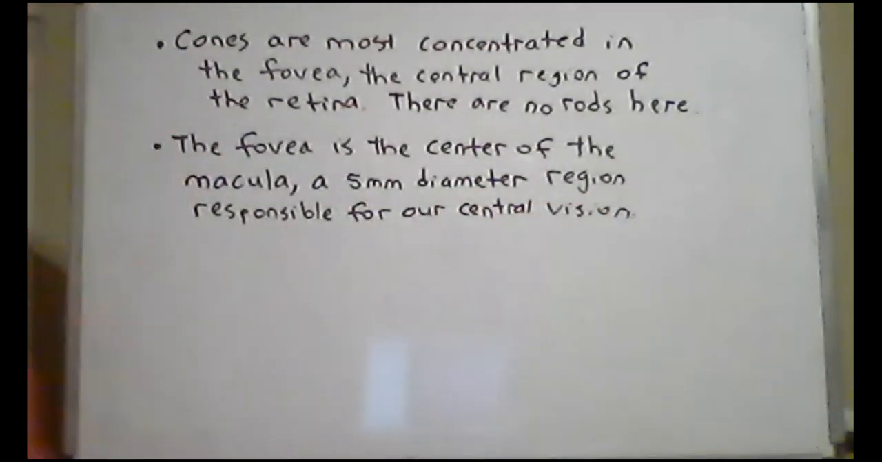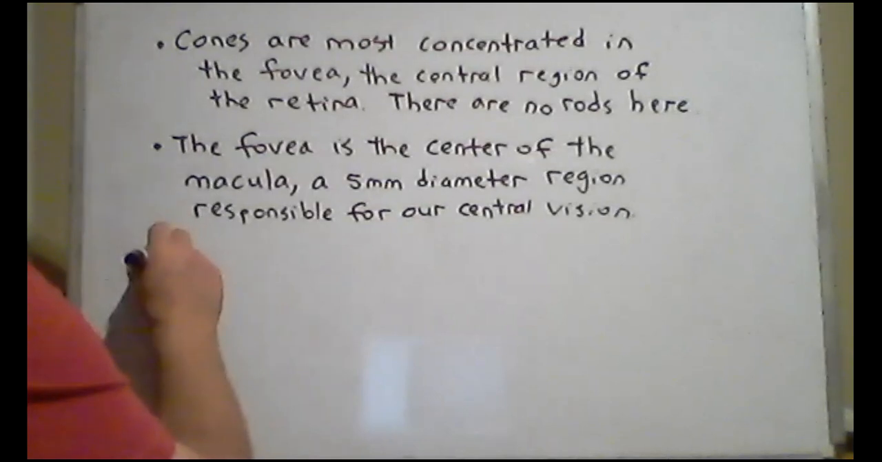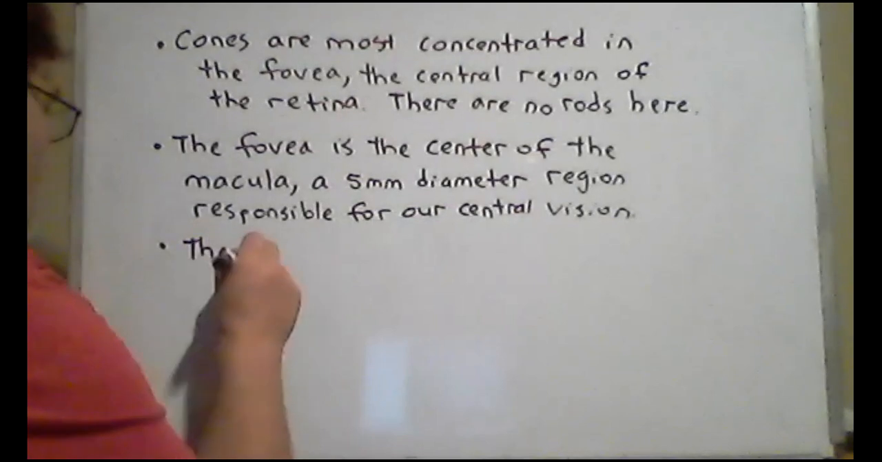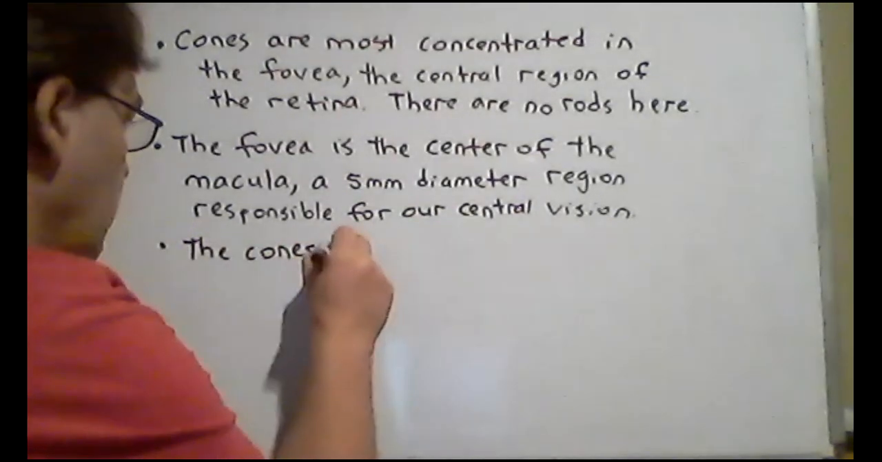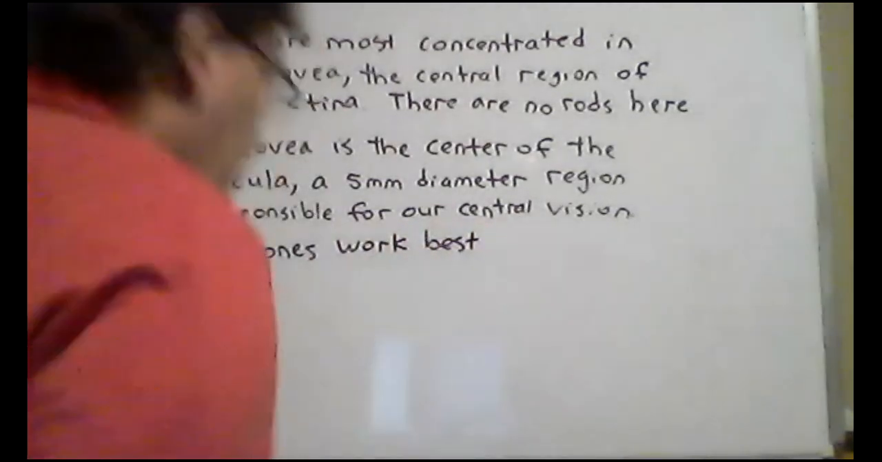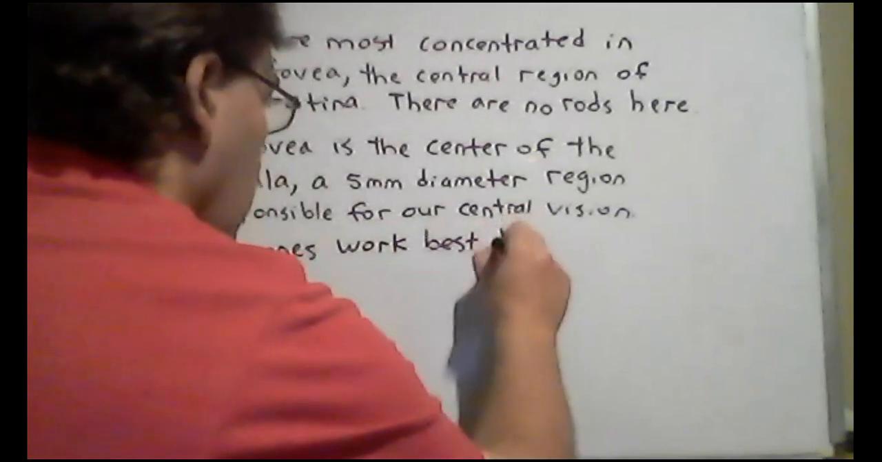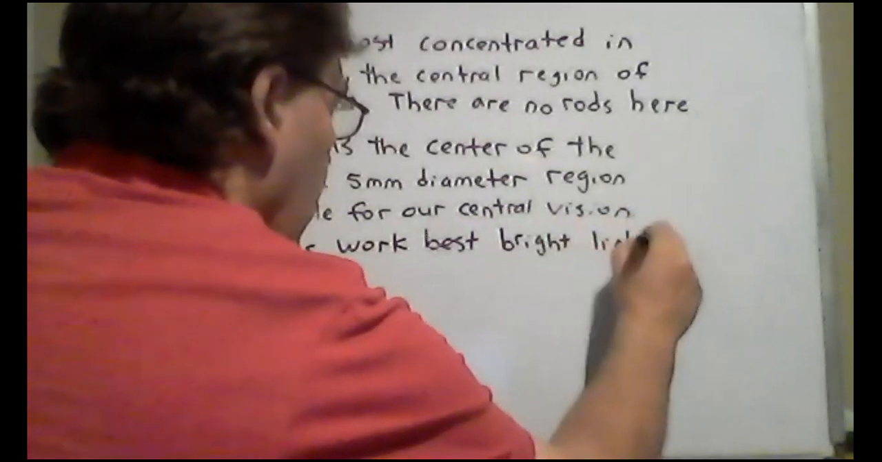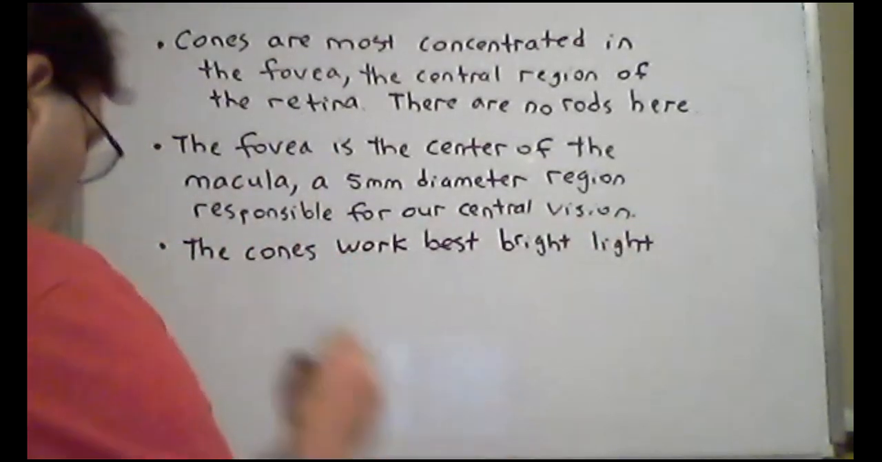So the center of the fovea is the macula. That's responsible for our central vision, all right? The cones work best in bright light, and they're responsible for high resolution vision, okay? So unlike the rods that work well in dark light, the cones work best in bright light, and are responsible for high resolution vision.